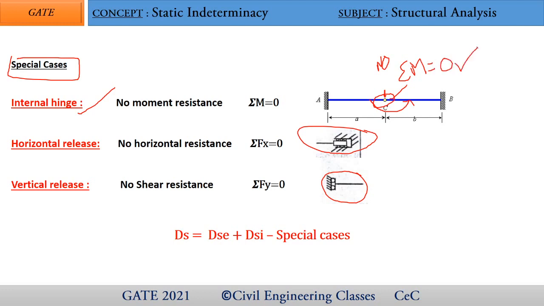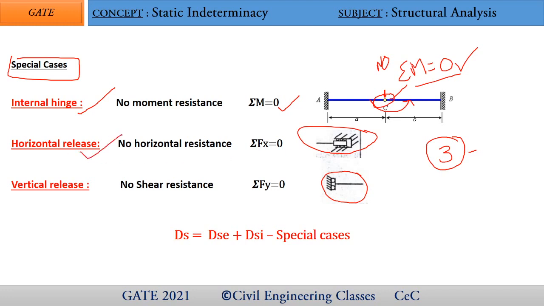So there will be one extra equation that can be added. Earlier we had only 3 equilibrium equations. Along with these, we can add one more equation, that is sum of the moments equal to 0 when there is an internal hinge.